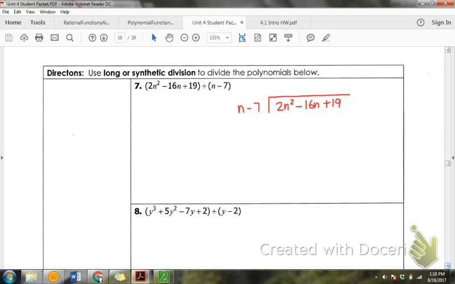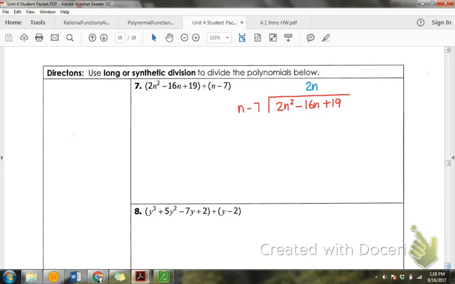Okay, so we have it set up, and this is how we start. What do we multiply n by to get 2n squared? Think about it before you shout it out. What do you have to multiply n by to get 2n squared? 2n. Can we agree with that? Now, which column is that going to go above? The 16n, right? Because it's n to the first power. We didn't skip over this. We had to decide, we multiply 2n times 2n squared.